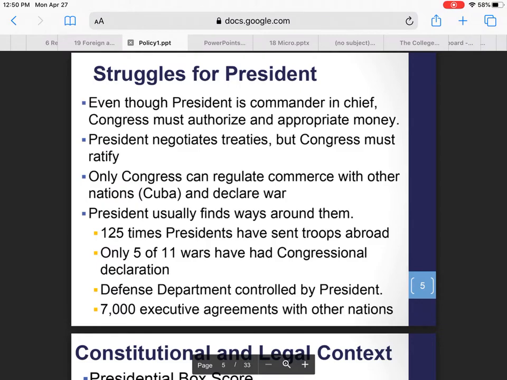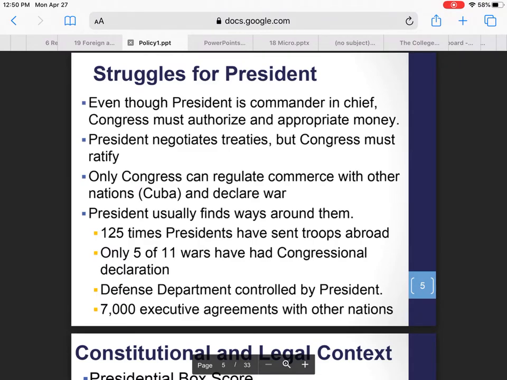Even with that being said, there are struggles that the president faces in terms of getting foreign policy things accomplished. Even though the president is commander-in-chief and controls the military, Congress controls the budget. So if Congress doesn't want the United States to be in a certain place, they can just not fund whatever that thing is. And we'll talk about the War Powers Act here in a second, which really gives Congress more power to do that. But they control the budget, so that's a key component here.